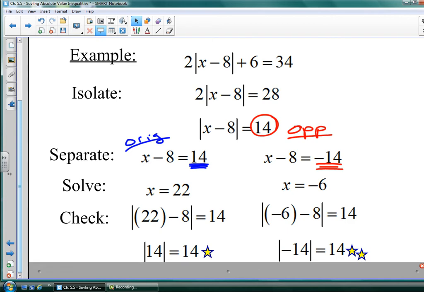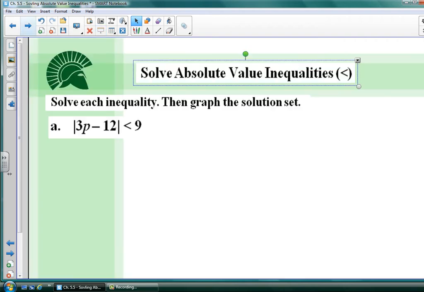So this is just a quick reminder of absolute value equations, how we do them, how we did them, and now we're going to use this same process to solve an absolute value inequality. Starting with this one, we're going to look at the absolute value of 3p minus 12 is less than 9.